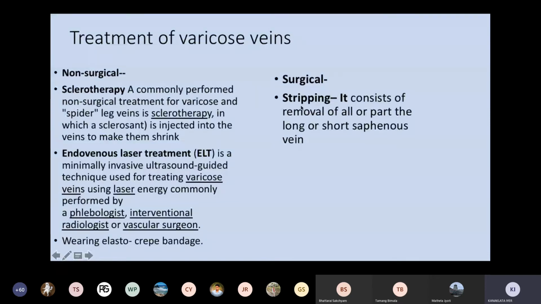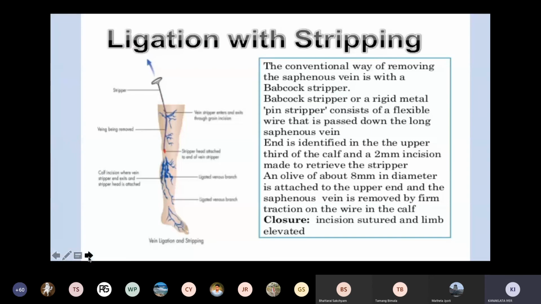The surgical means there is a stripping. All right. Now I'll show you the diagram. Now this is a stripping. It was done when we were students. I don't know whether it is done very much these days, but the conventional way of removing the saphenous vein is the Babcock stripper. Now this stripper is a long rigid metal wire, right? And this is flexible, of course, and it is passed down from the saphenous opening along the great saphenous vein.